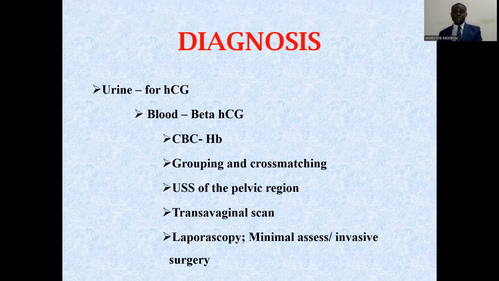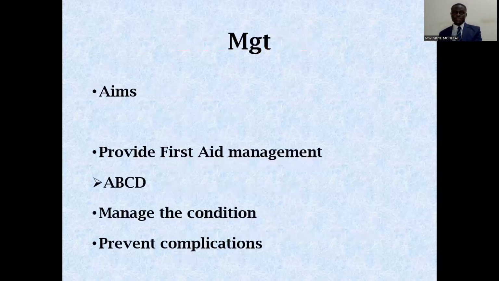We shall also do grouping and crossmatch. This grouping will help us know the blood group of the patient, and hence we can book blood. Then an ultrasound scan of the pelvic region, and this will show us the site where there is implantation. Then we can also do a transvaginal scan, and this is going to show us the products of conception, whether they are in the uterus or somewhere else. They can do a small minor surgery, which we call laparoscopy. We use surgery to check what is in the abdomen. That is how we can diagnose ectopic pregnancy.